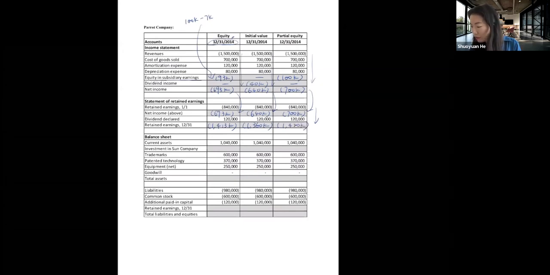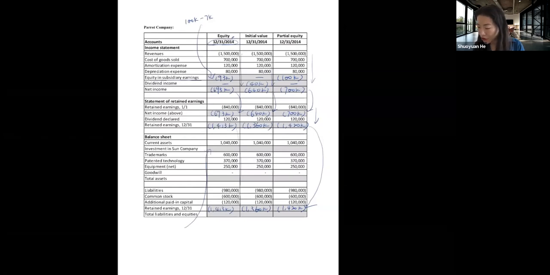And your ending balance of retained earnings is carried over to your balance sheet. On the balance sheet, the major account we need to figure out is the investment account. Under the equity method, the firm's investment balance should be the initial investment of 800,000 plus all of the subsequent income. Right now we're in the year 2014, so we only need to worry about 1 year's income, which is 100,000.